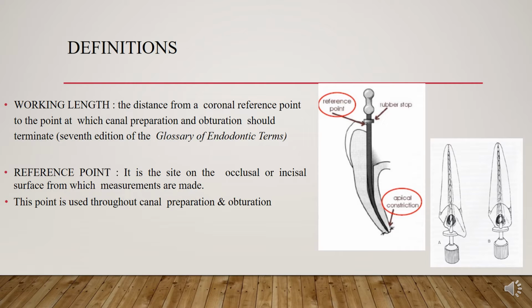When noting the working length, you need to have a stable reference point. This is usually on the occlusal or incisal surface, from which all the measurements are done. You need to note down your reference points in the case paper when you're doing a root canal treatment. If you don't have a stable reference point, there are chances that you may work short of working length or long of working length because you are not noting down the reference points.